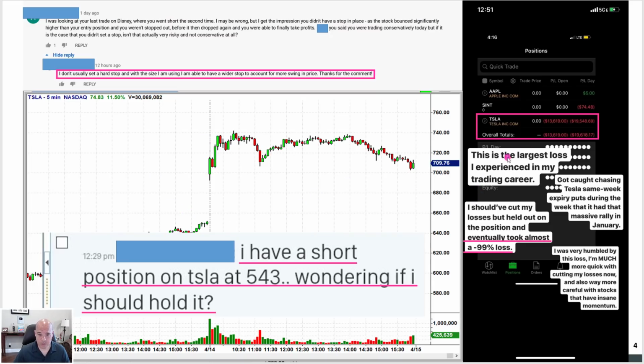Here's one. This is another good one. On the right-hand side, this person's down $19,000 on Tesla. Different person, by the way. This is the largest loss I experienced in my trading career. I didn't write this. This person actually wrote this. They actually posted this on social media. I should have cut my losses, but I held out on the position and eventually took an almost 99% loss.